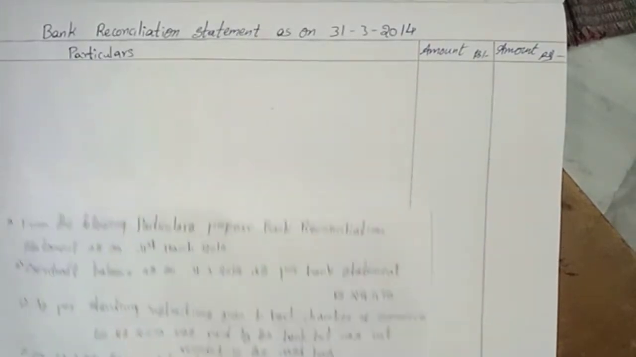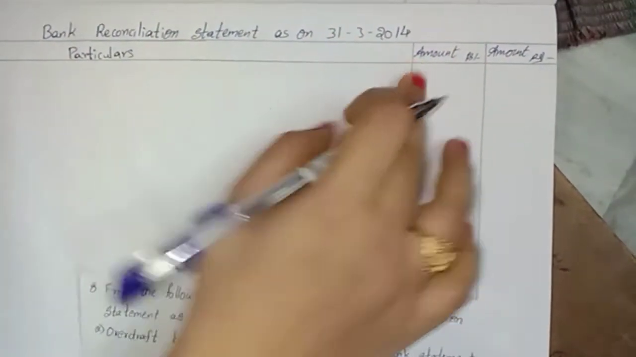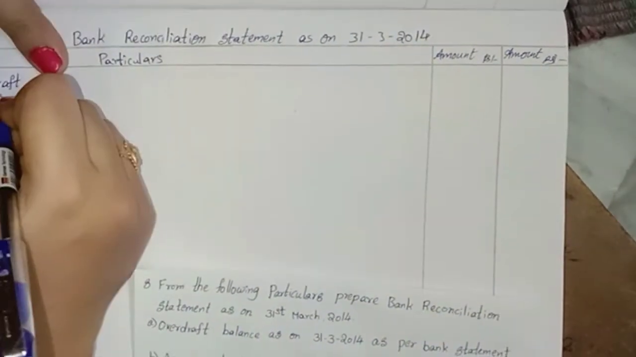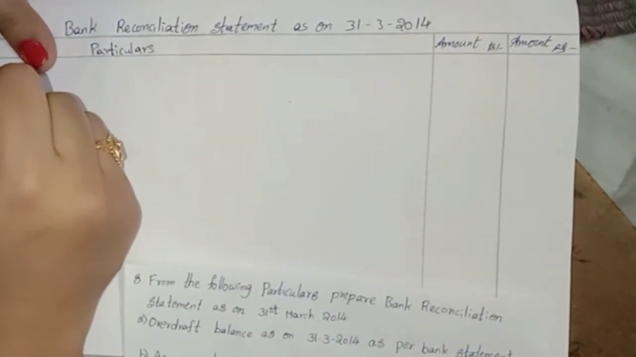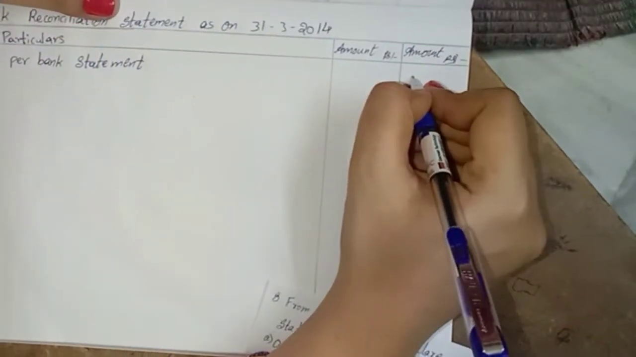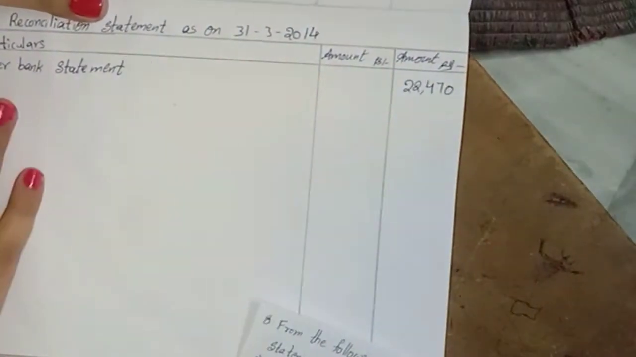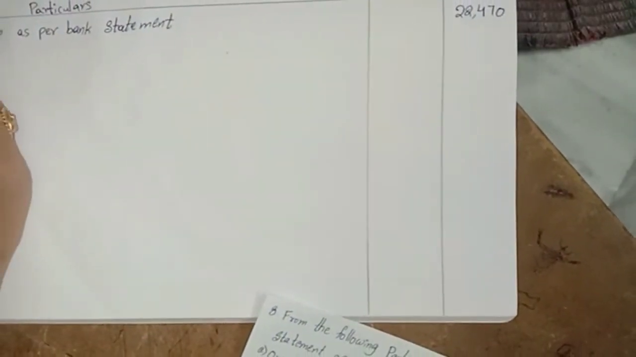Let us start our statement. Bank reconciliation statement as on 31/3/2014. This is our statement. Overdraft balance as per bank statement, and the amount is 22,470. Enter it in the outer column. Next, add.